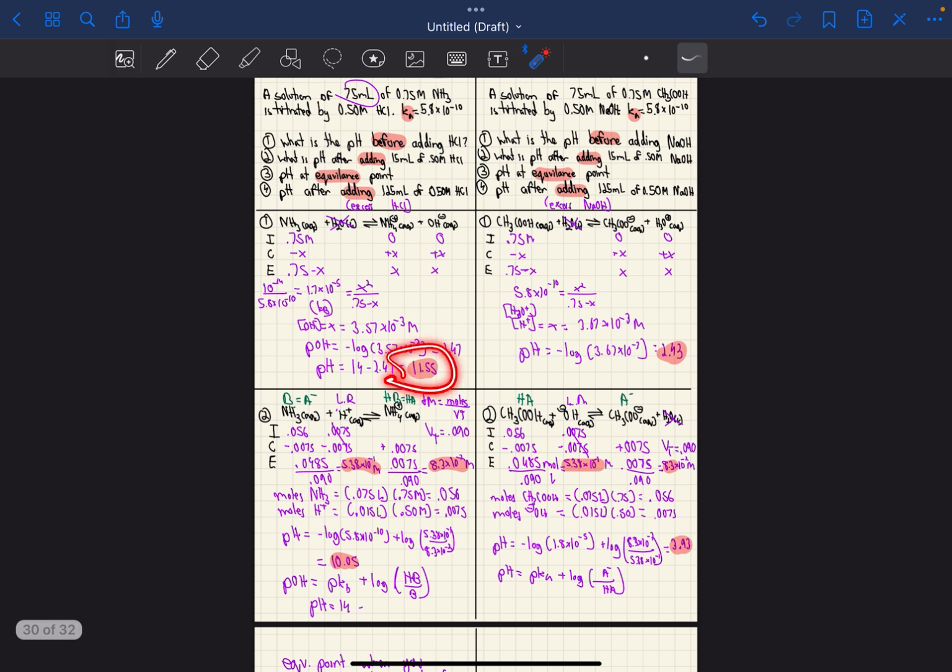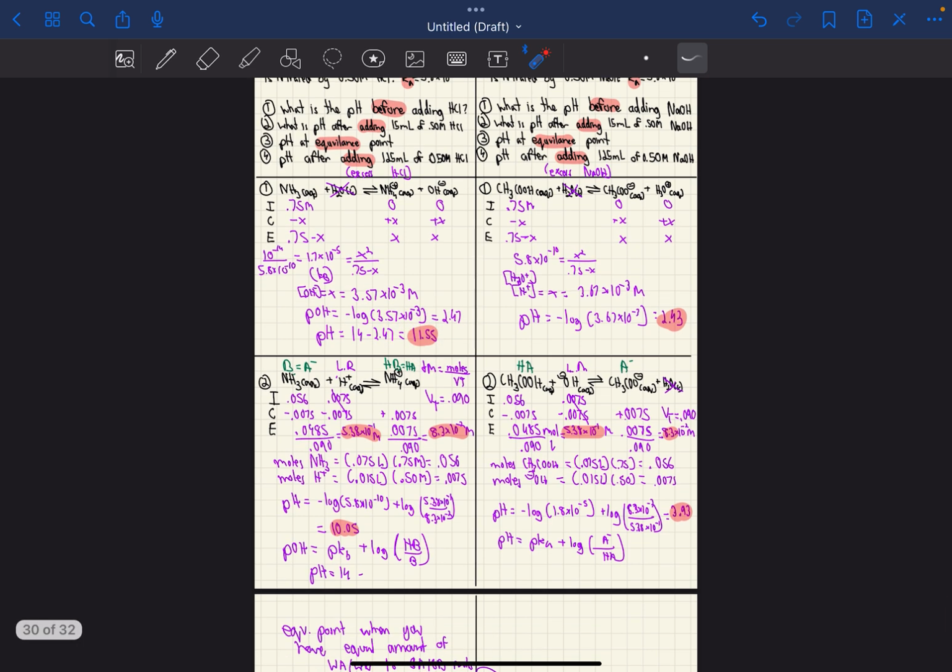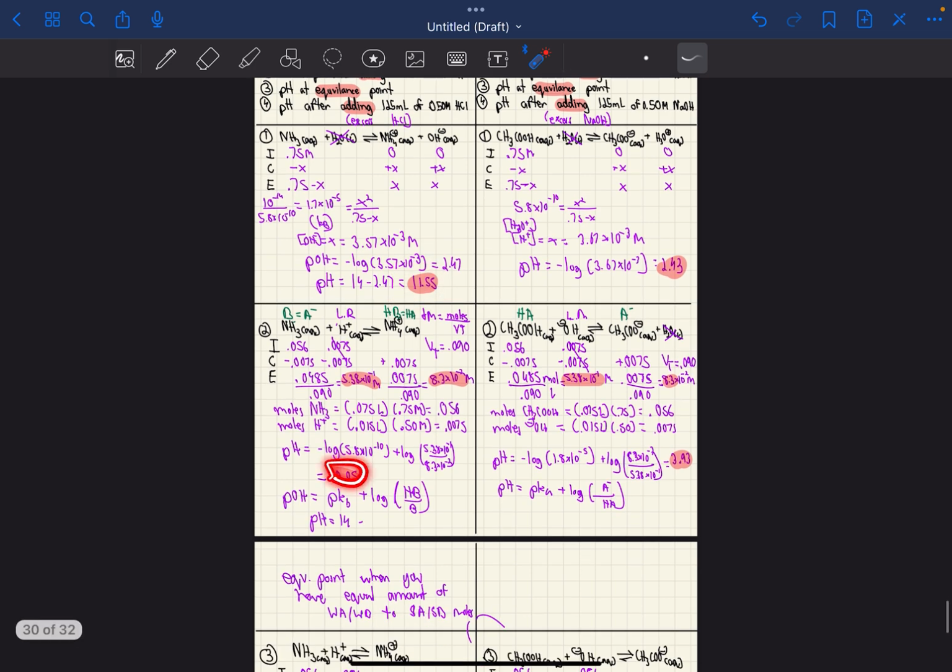You're starting with a high pH, right? This is your pH before you add anything, before you start titrating it with HCl. It's 11.55. That's very basic, right? But look what happens to your pH. It goes from 11.55 to 10.10.